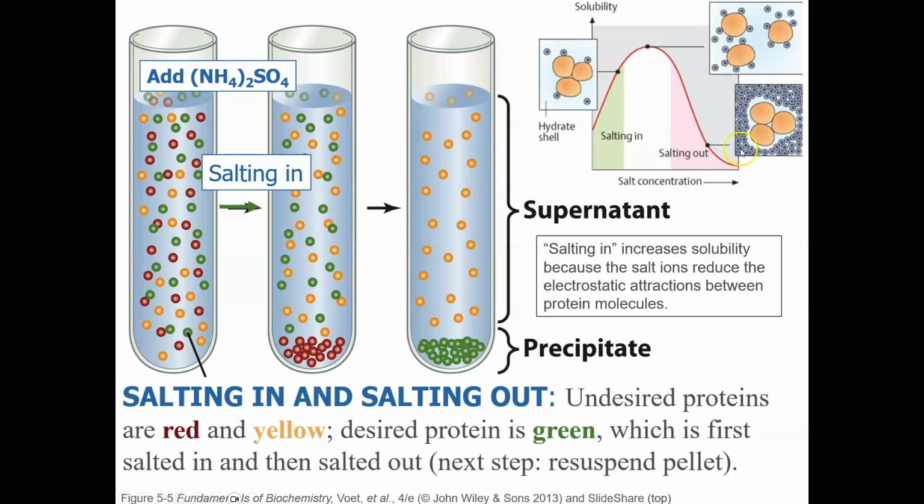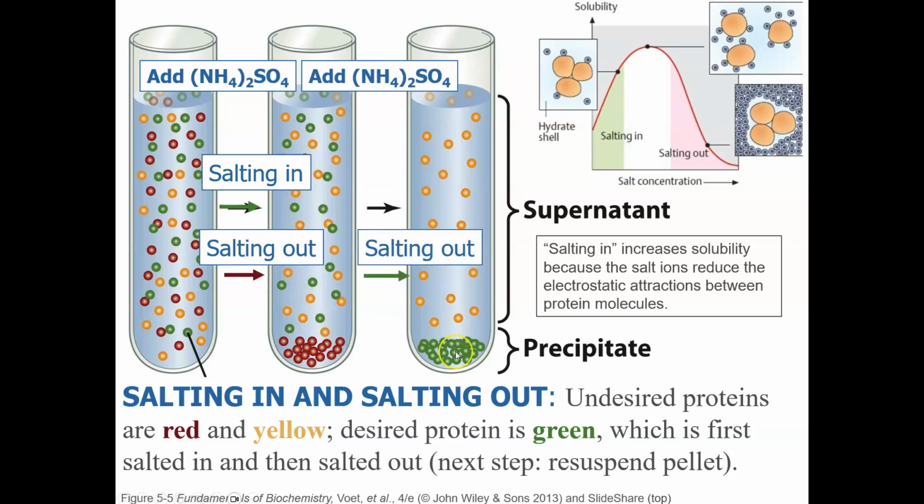Now, if you get to a point where you add lots and lots of salt, then the salt ions will require lots of hydration spheres, and the proteins will eventually precipitate. So that's what happens here in this little diagram, where I've salted out the red protein. If I add additional ammonium sulfate, I can salt out the green protein and leave the yellow protein in solution. So by doing a series of ultracentrifugation steps, I can pellet the red protein, then pellet the green protein, and then leave that yellow protein in solution.